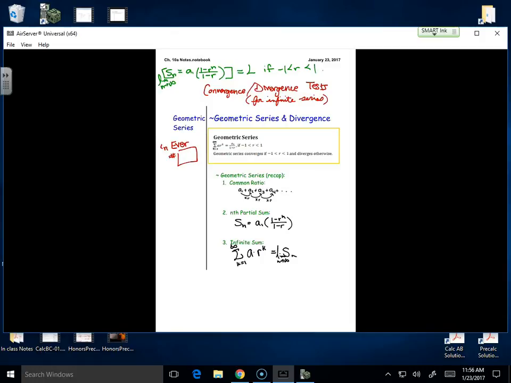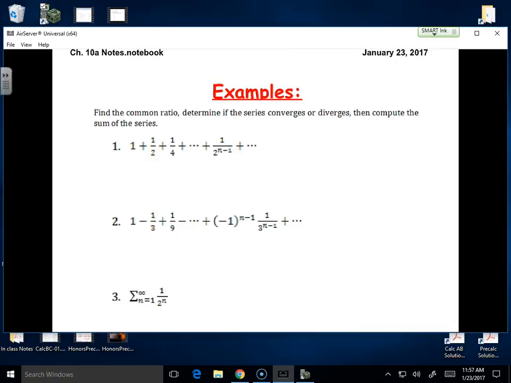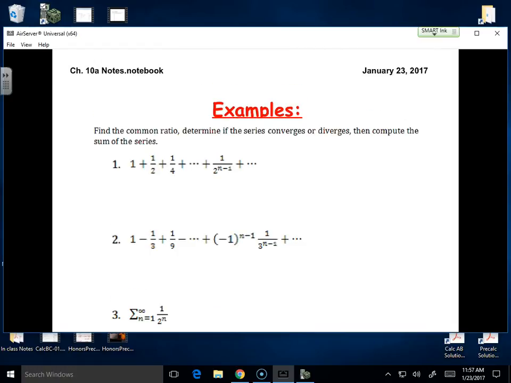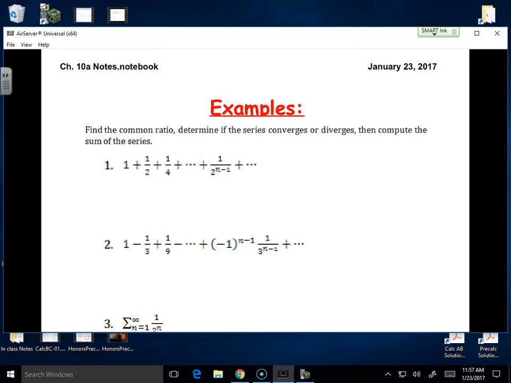Okay, so geometric series. Ready? Do you guys have your notepad? Yes. Examples. We're going to basically go until the bell rings on examples, all of them. Question: find the common ratio. Determine if the series converges or diverges. Then compute the sum of the series.